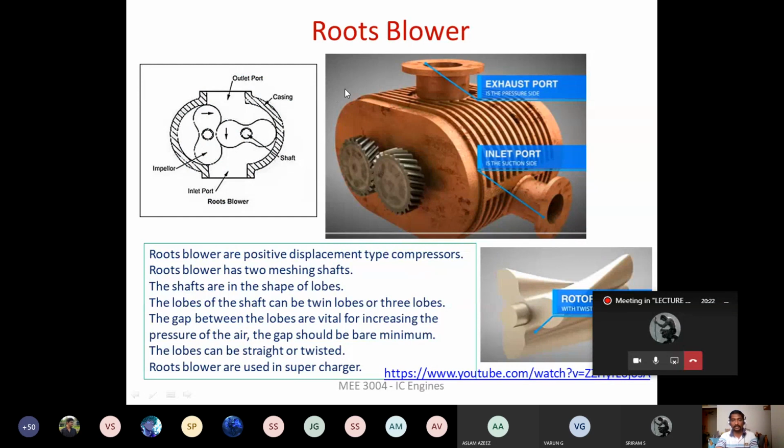I will show you a small video. There you can see the inlet port on both the directions, right? And this is the exhaust port or the outlet port. Okay. So the roots blower, this is a positive displacement type compressor, right?